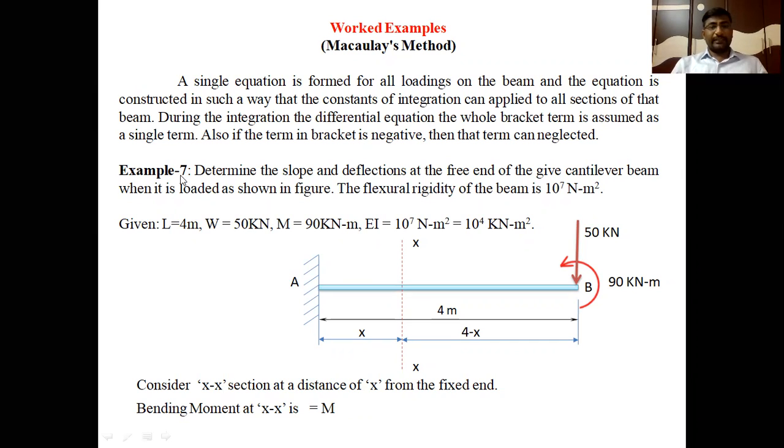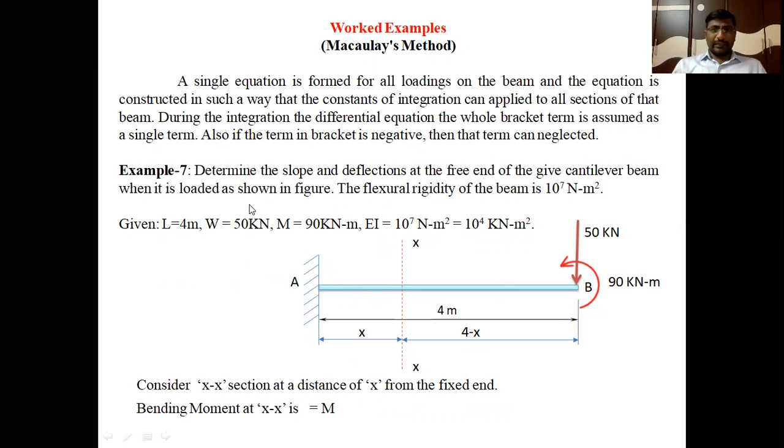Okay. So example 7. Determine the slope and deflection at the free end of the given cantilever beam when it is loaded as shown in the figure. So in this problem, we have to find the slope and deflection at the free end. The free end means at B. This is the free end and this is the fixed end.